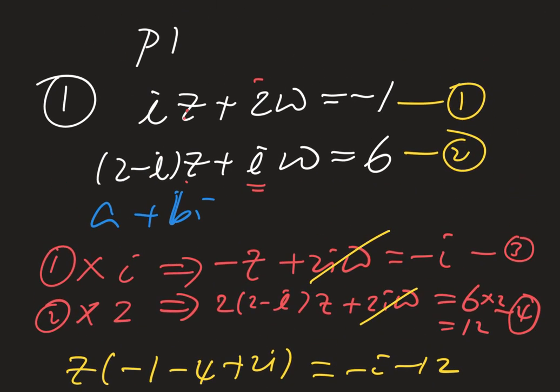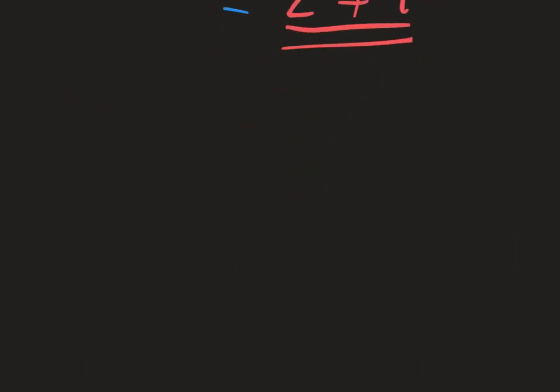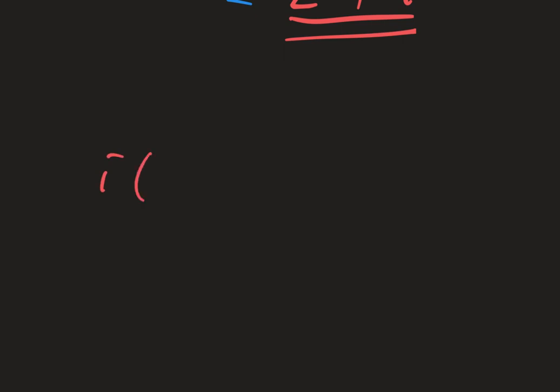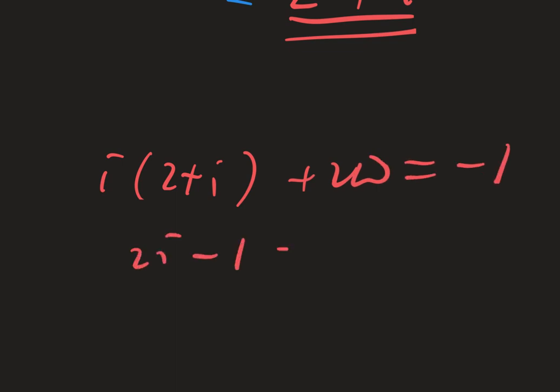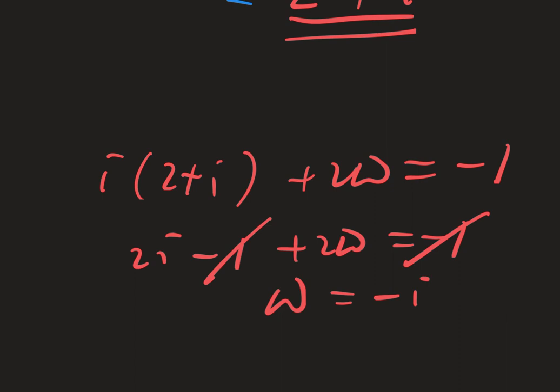If I want to sub it in, definitely I will sub in the first one because it's 2w. So you sub into this i, 2 plus i plus 2w equals to minus 1. So 2i minus 1 plus 2w equals to minus 1. So minus cancel off. So w equals to what? Minus i. Isn't it simple? So this is question number 1. If you have any problem, do write to me. Thank you.